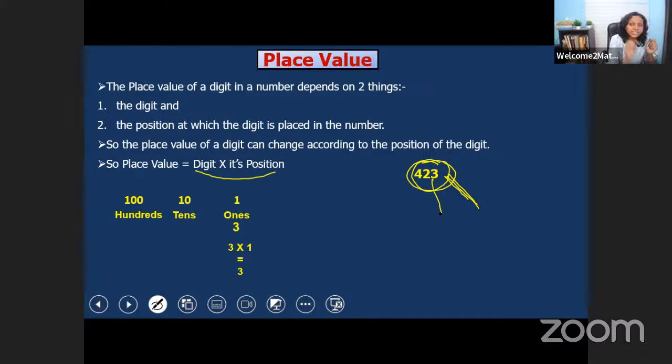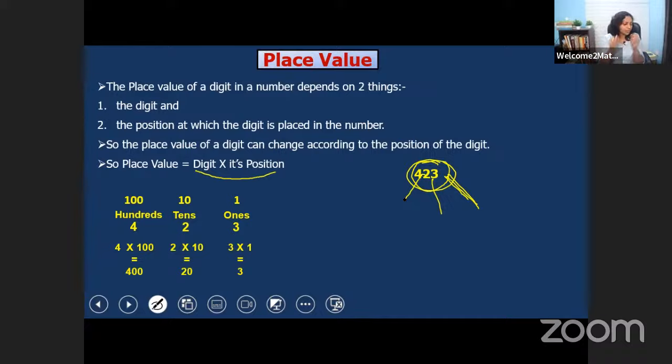Now the next digit is 2. 2 is at which place? 2 is at tens place. So let's write 2 at tens place. Now let's find out the place value of 2. Place value of 2 is 2 into 10, which is 20. Now the next is 4. 4 is at which place? It is at hundreds place. So let's write 4 at hundreds place. Now place value of 4 is 4 into 100, and that is 400. Okay, got it? 400, 20 and 3.